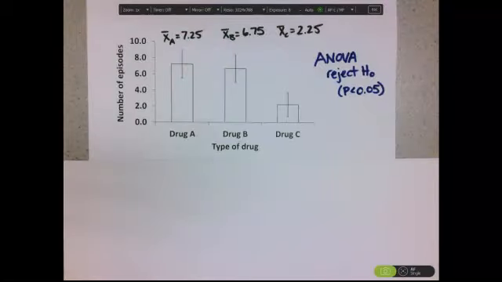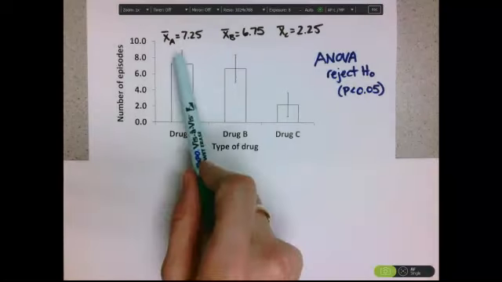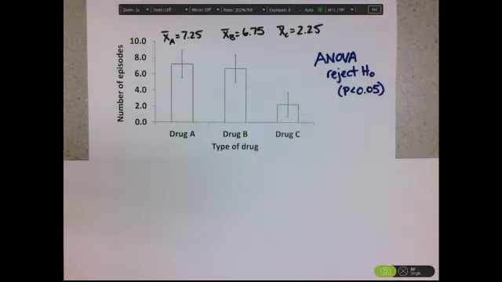So here we're looking at a plot of the 3 different drugs and the number of psychotic episodes, with the mean and standard deviation bars shown, and up above I've indicated the mean for each of the treatments. Through the ANOVA analysis, we rejected our null hypothesis, which means that there's less than a 5% probability that the difference we're seeing is just due to random chance.